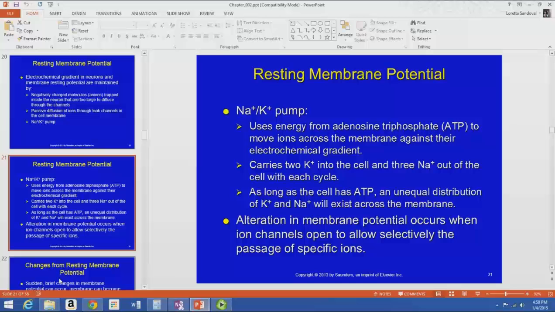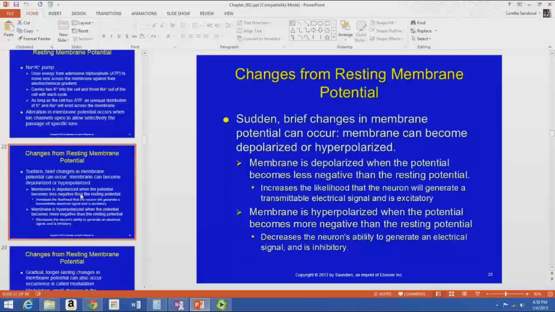So when you selectively open ion channels to allow the passage of specific ions, it alters your membrane potential. Okay? So with nerves, you get sudden, brief changes. And we talk about two changes in resting membrane potential. One of them is depolarization, and the other one is hyperpolarization.